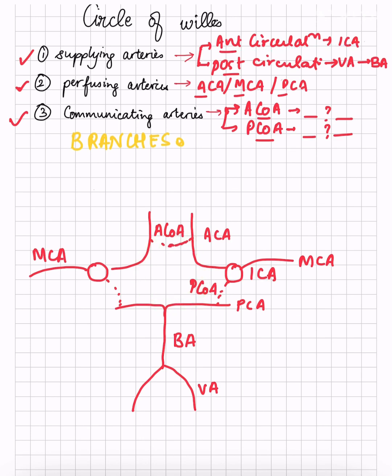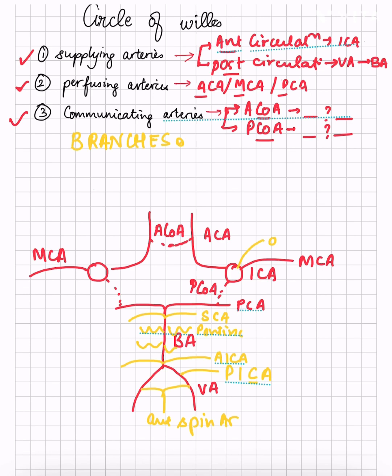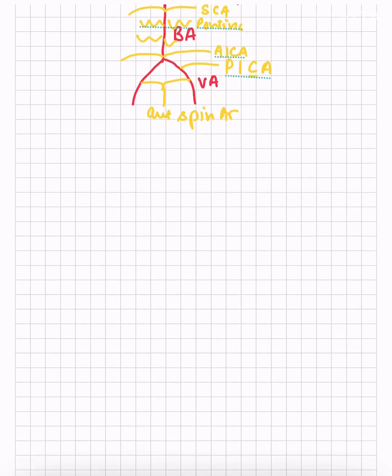Now we will see the branches. Vertebral arteries, we have two branches. We have anterior spinal artery and posterior inferior cerebellar, not cerebral, cerebellar arteries. For basilar arteries, we have superior cerebellar arteries. We have anterior inferior cerebellar artery and we have pontine branches. Now we will see branches of internal carotid: ophthalmic artery and anterior choroidal artery. I hope it helped.